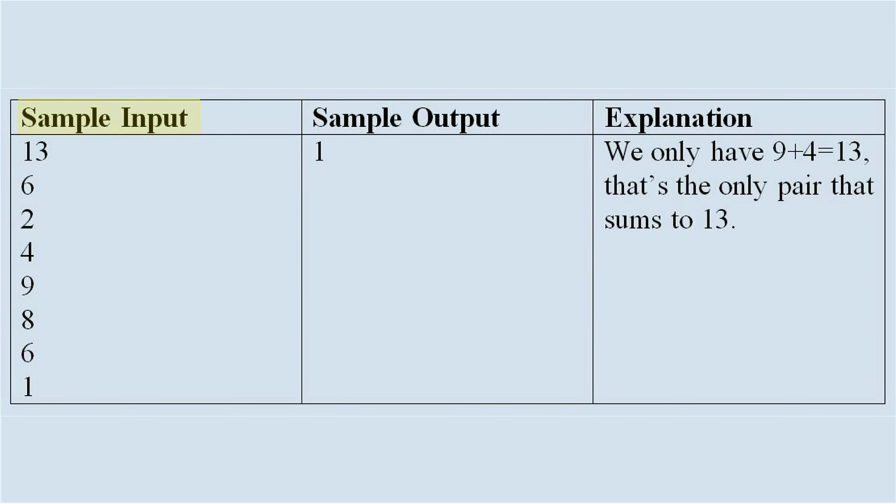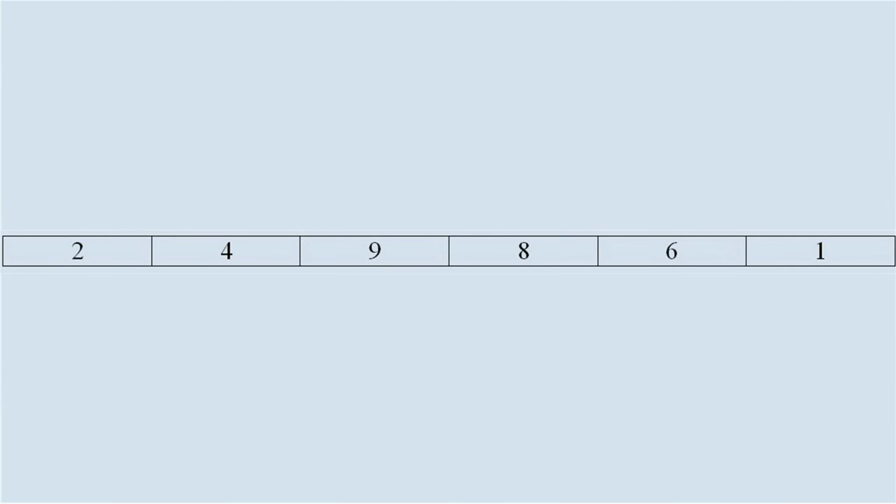Here is the sample input. 13 is the total weight. 6 is the number of distinct tomatoes. These are 6 different tomatoes. And the sample output is 1. As we can see from the input, only 9 and 4 add up to 13, so there is only one way to get different tomatoes equal to the total weight. This was the array provided as input, which contains different weights of tomatoes.